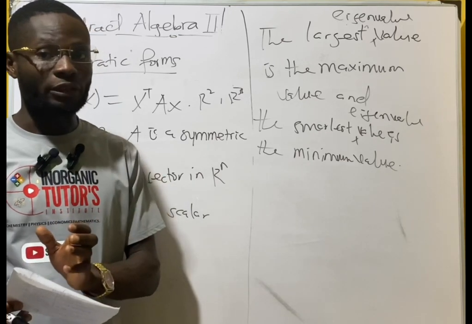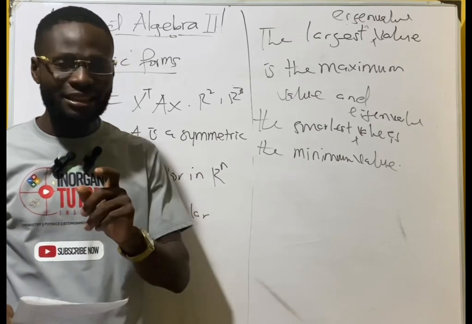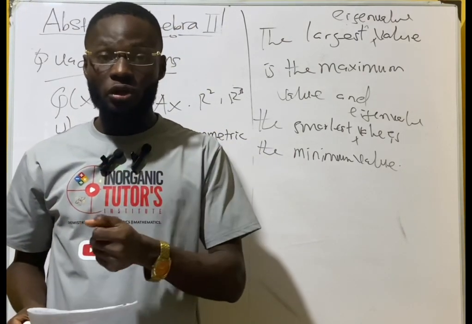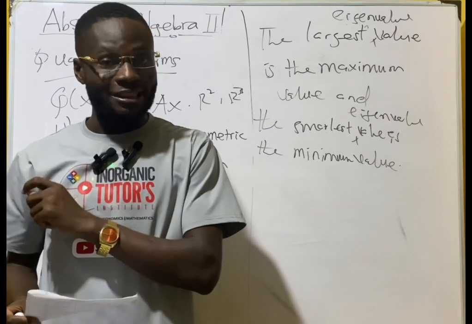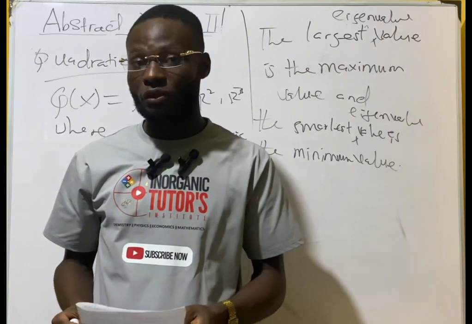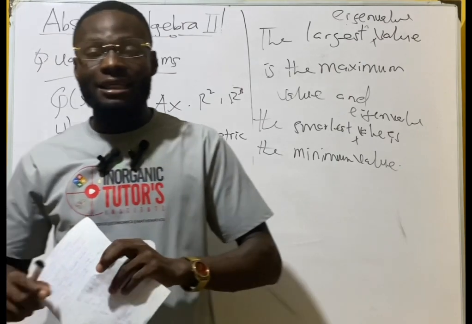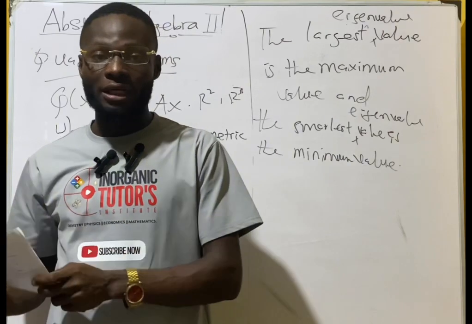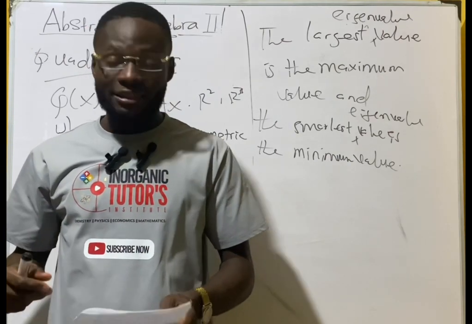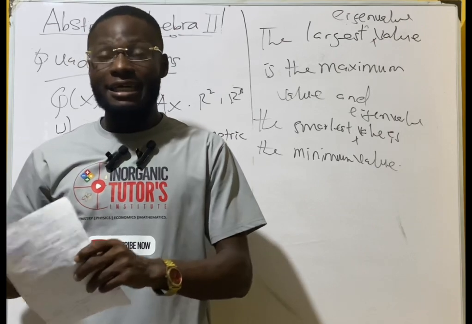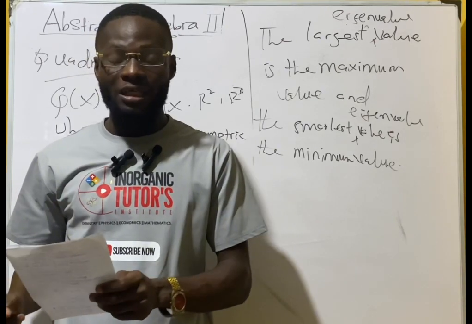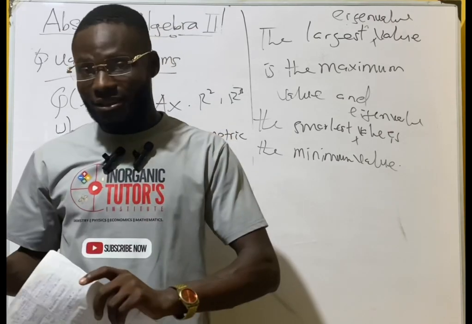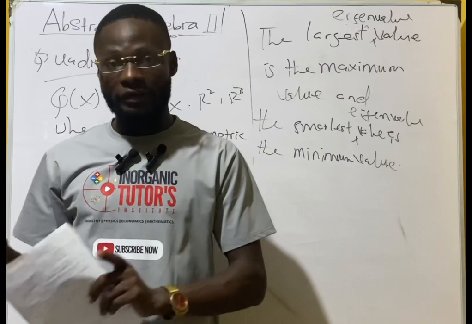Mostly, quadratic forms go with a constraint, right? In mathematics, especially in calculus, optimization, and abstract algebra, a constraint is basically an inequality or an equation that restricts the values of the variables.